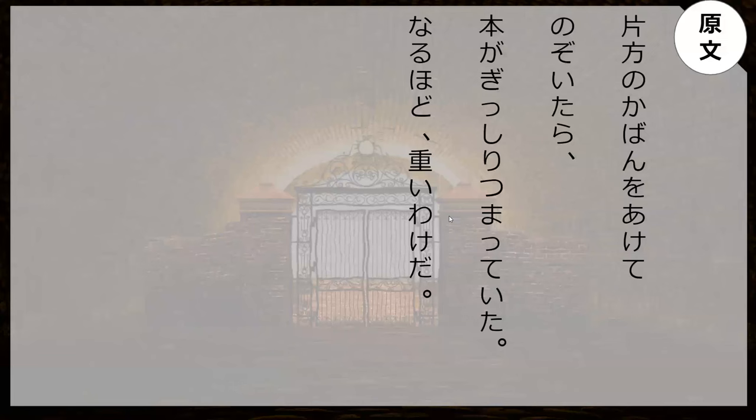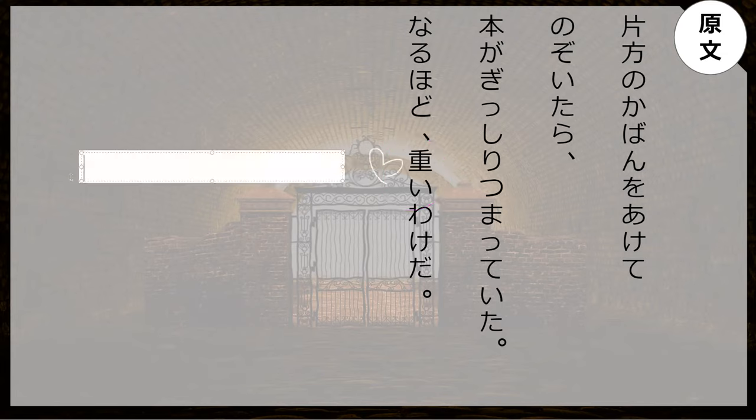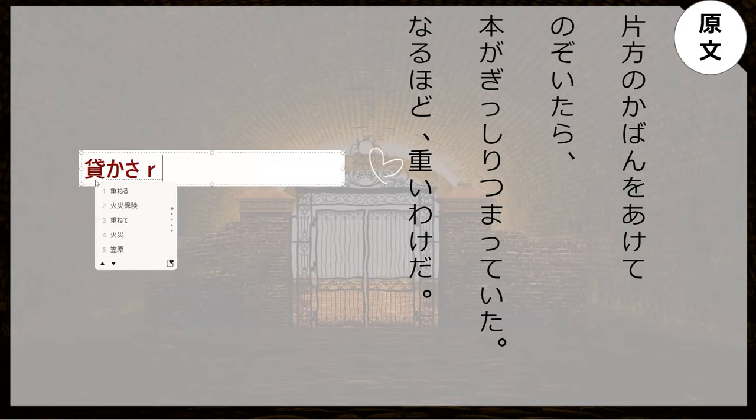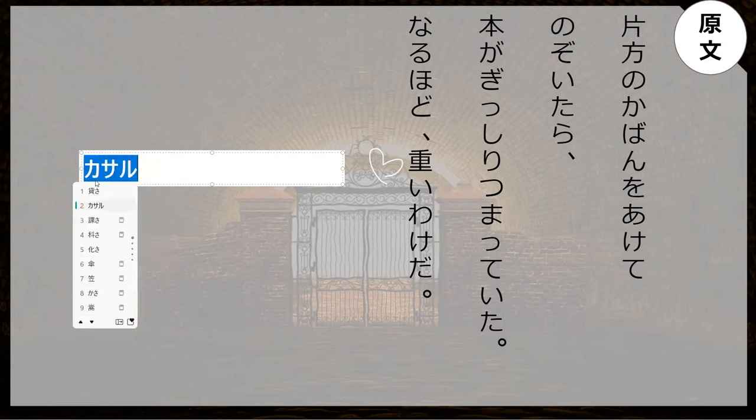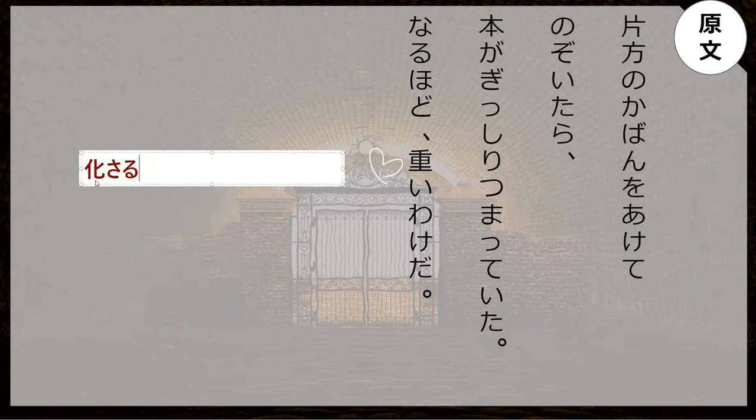That was all good. Do you remember how to read this adjective down here? It's not omoi. No, it is omoi. You're right, it is omoi. You're thinking about the verb, which is kasaru. This is omoi. It sounds like kasaru, but it's not kasaru. But anyway, it is omoi, the adjective.